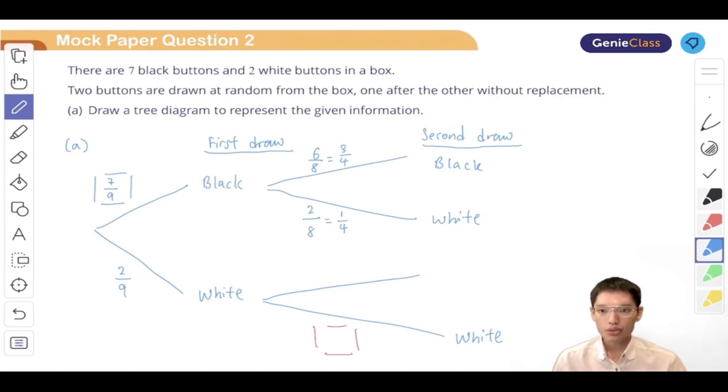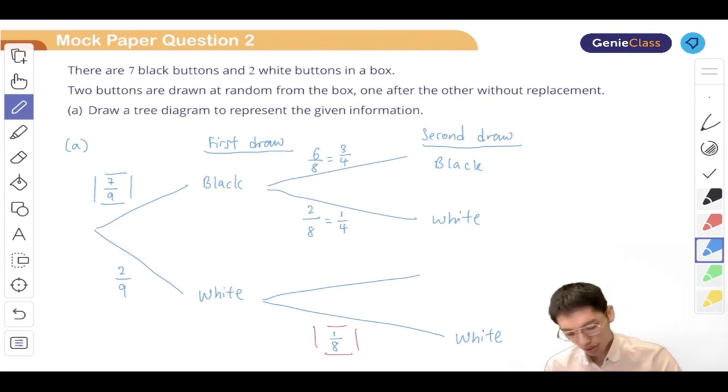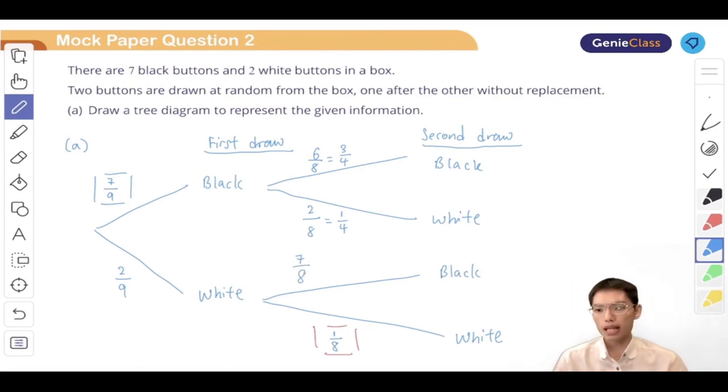Okay, so I hope you have realized already this is none other than saying the white button is 1/8. Thereafter you realize for the black button I still have 7 left, so it's 7/8. Okay, so this is the tree diagram that I have.